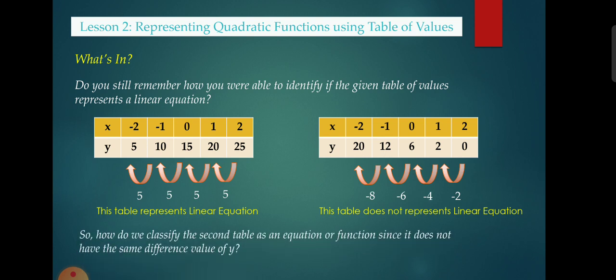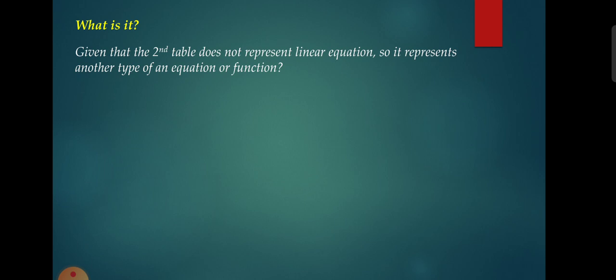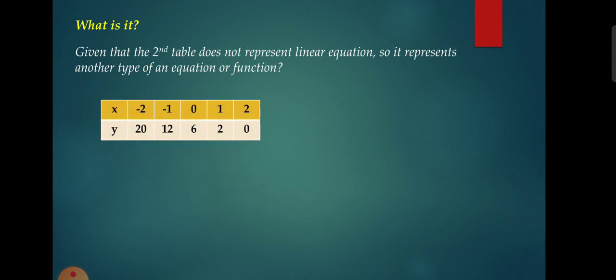So how do we classify the second table as an equation or function since it does not have the same difference of y values? So given that the second table does not represent a linear equation, it represents another type of equation or function. Setting the second table as an example for this slide, when we subtract the values of y, the results are negative 8, negative 6, negative 4, negative 2.